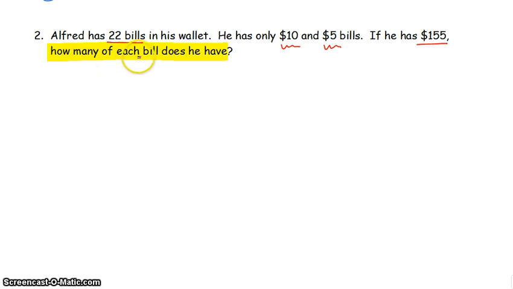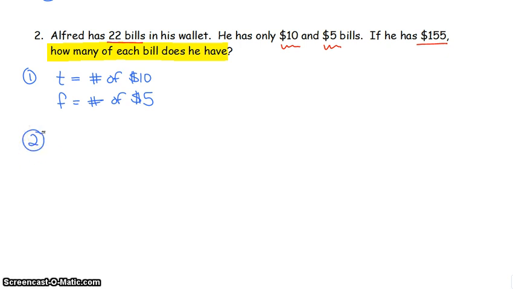So how many of each bill? That means I'm solving for the number of each bill. And in this case, we've got 10s and we've got 5s. So I'm going to use T, my first step, identify my variables. T is not just going to be 10s, it's going to be the number of $10 bills. And then F is going to be the number of $5 bills.